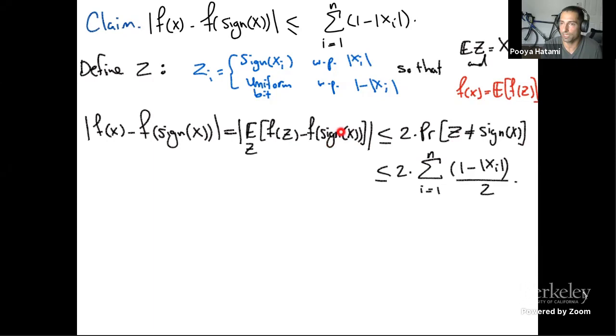So remember, sine of x is a fixed Boolean vector. And the probability that z is not the sine of x is, by a union bound, the sum of 1 minus xi over 2. Because with probability absolute value xi, the coordinate is equal. Otherwise, we still have a 1/2 probability of getting it right, so the probability of not getting it is just 1/2. And you get this 2 and 2 cancel, and exactly, the rounding claim is proved.